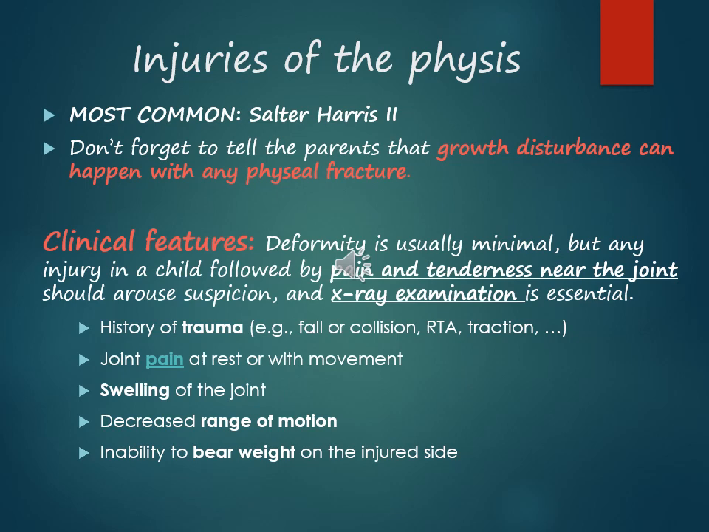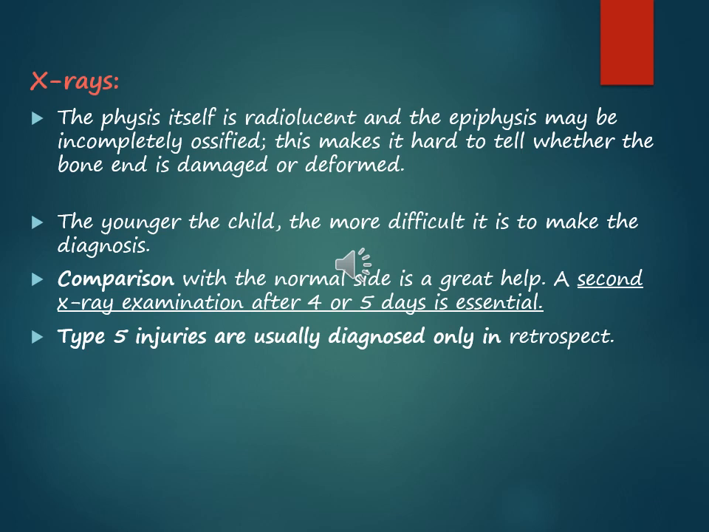So the younger the child, the more cartilage there is around the joints, therefore the diagnosis is usually more difficult to make. Sometimes you may need to get an x-ray of the normal side for comparison because of this difficulty in diagnosis. As we said, the type 5 injuries are difficult to diagnose, and sometimes you have to diagnose them retrospectively when you see a patient with growth arrest.